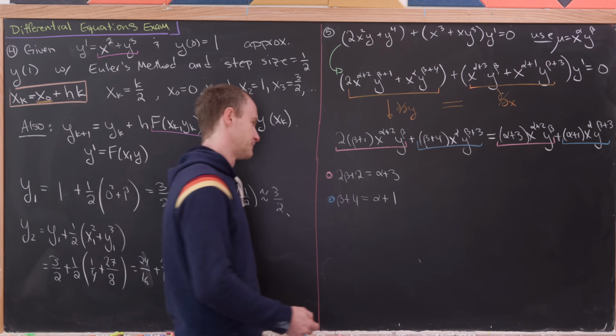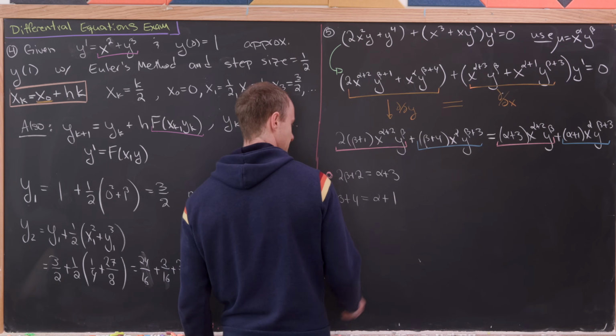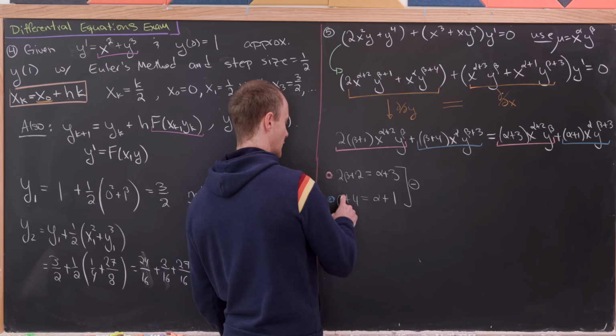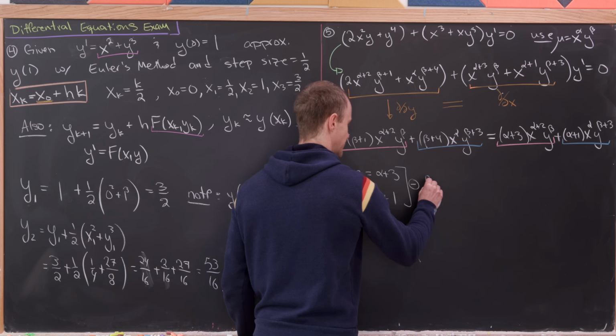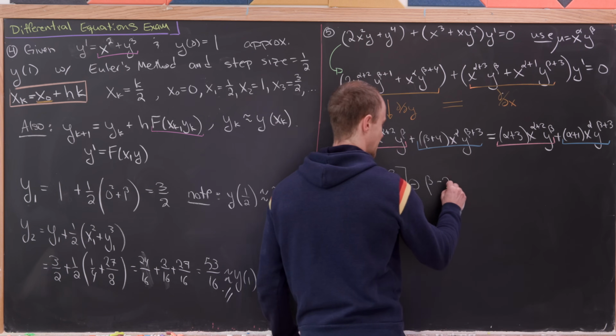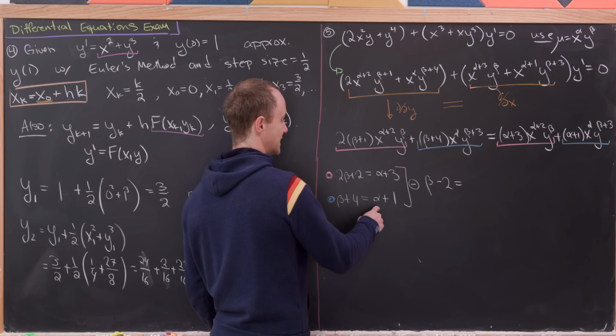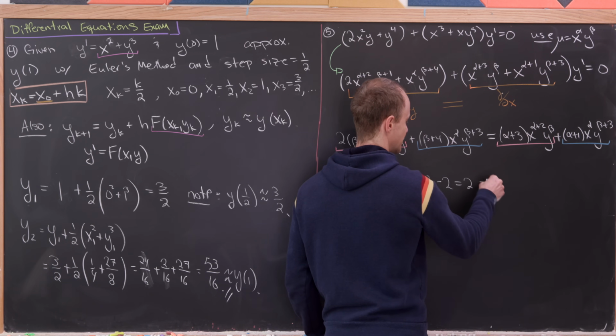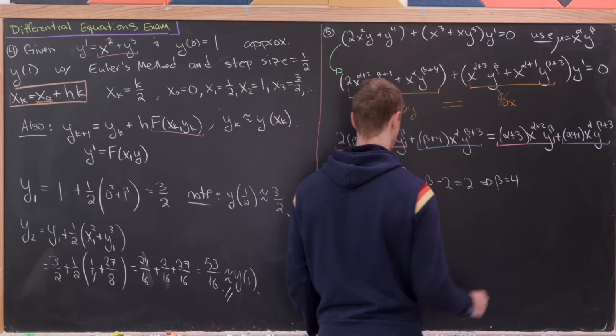Okay, nice. But now let's observe that we can take these two equations and subtract them. And we'll have 2 beta minus beta, which is beta. 2 minus 4 is negative 2 equals alpha minus alpha is 0. 3 minus 1 is 2. So beta minus 2 is 2. In other words, beta is equal to 4.